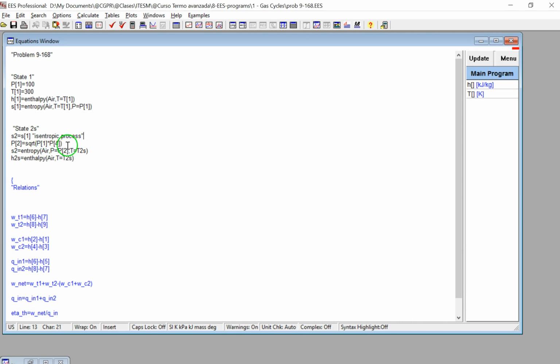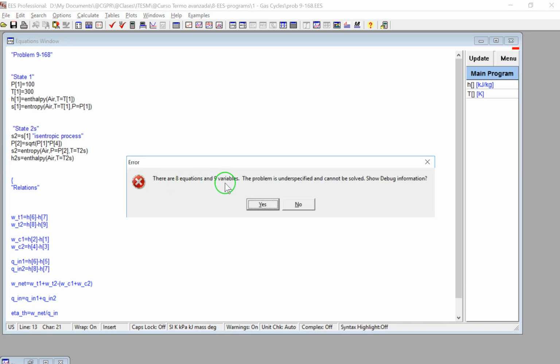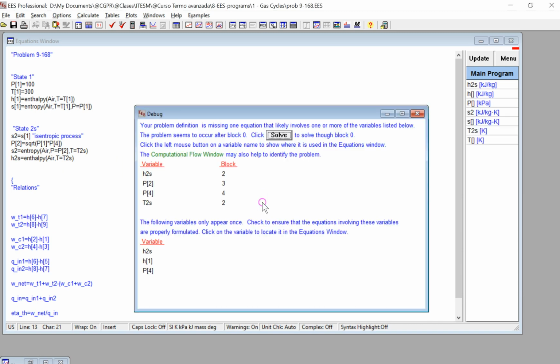I can define P1 and P2. If you notice, I need to know P2, P4 in advance. If I press F2, I am missing one of the variables. When I say yes, P4 is one of the variables that I am missing.